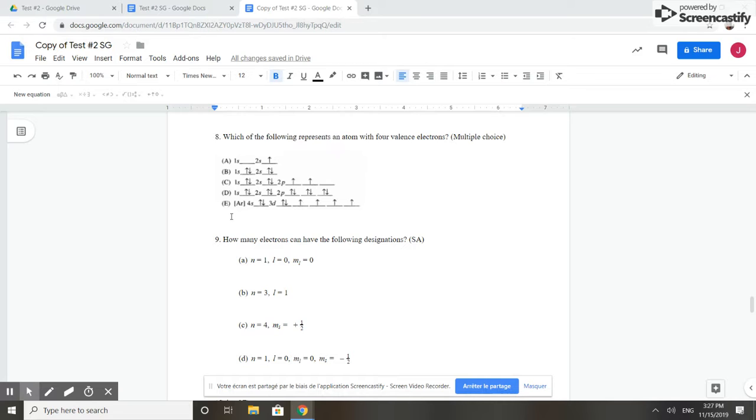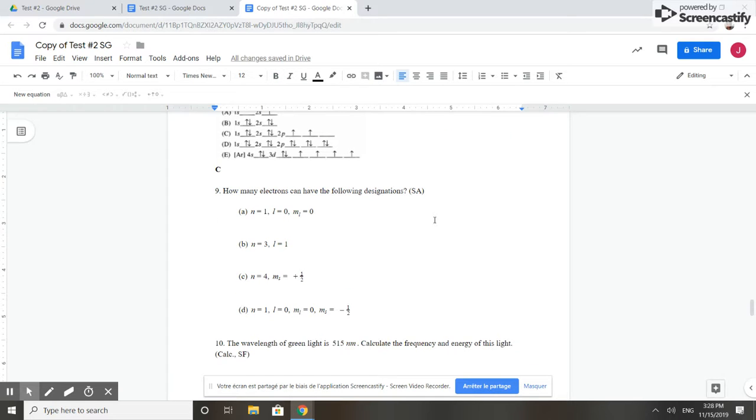So for number 8, I'm looking for something with 4 valence electrons. So A is out because it has 1 valence electron. B is out because it has 2 valence electrons. C checks out. I've got 2 from the S, 2 from the P. D is incorrect. That's 8 valence electrons. And E is incorrect. That is 8 valence electrons. So the correct answer here is C.